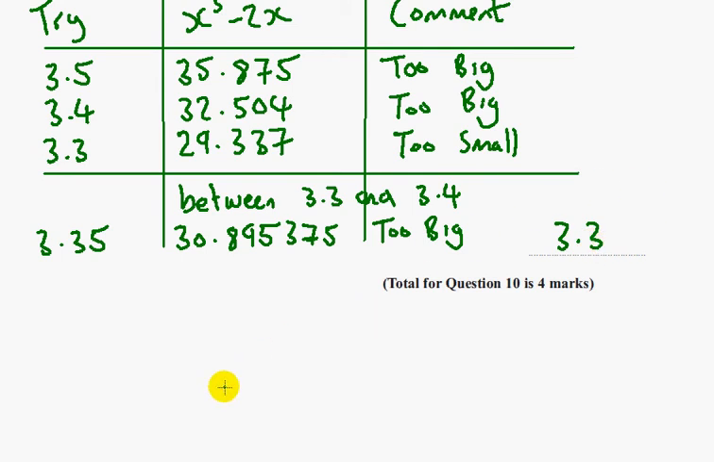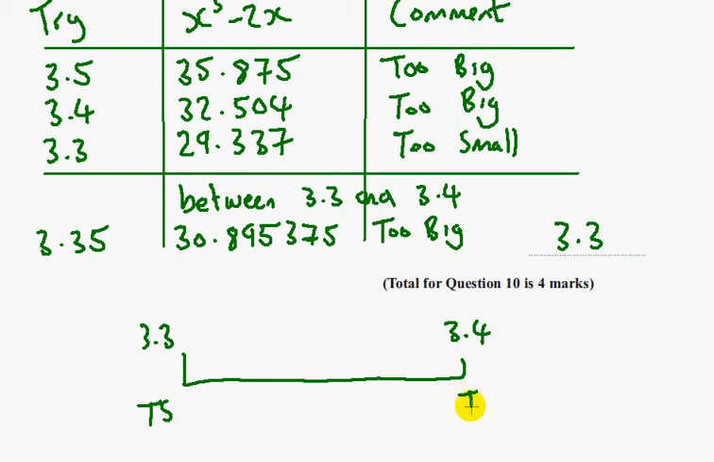Now let me just explain that. So you knew the value of x was between 3.3 and 3.4, where 3.3 was too small and 3.4 was too big. So we tried exactly in the middle, 3.35, and in the middle it was still too big, which means all the values between 3.35 and 3.4 are too big. It must be somewhere in between 3.3 and 3.35. Therefore, it is closer to 3.3. So your final answer, x equals 3.3.